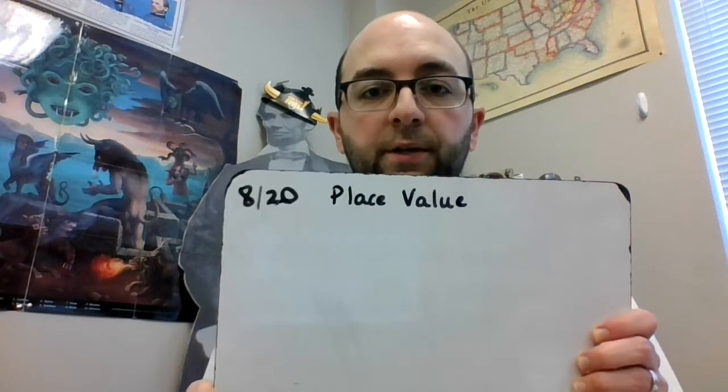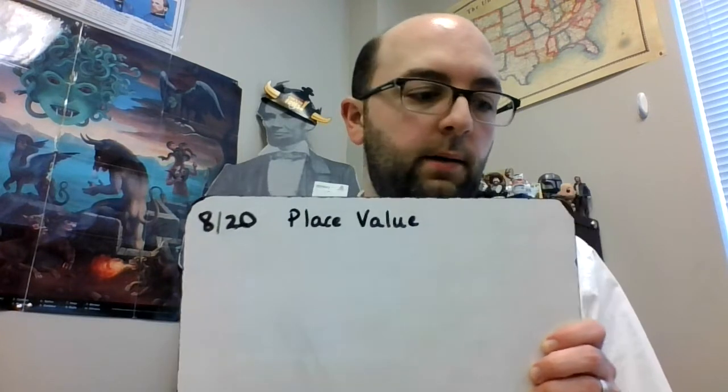Today's date is August 20th. Okay, and let me see if I can get a better marker. There we go. And then we are talking about place value, so right next to the date, I'm going to put, here we go. So that's how the top of my board looks. And if we were going into the notes, just showing you, there you go, 8/20 place value. That's what that should look like.